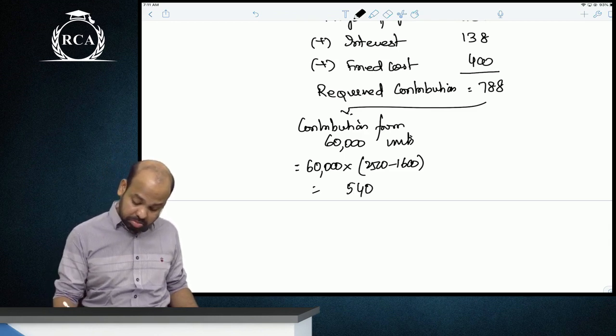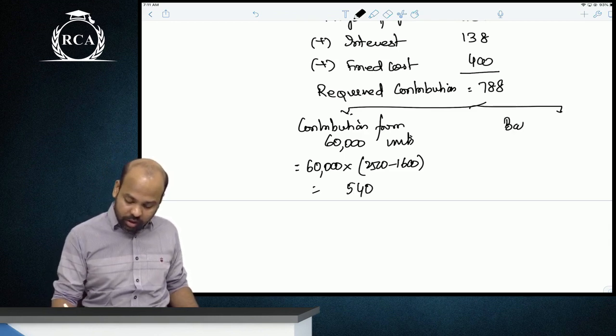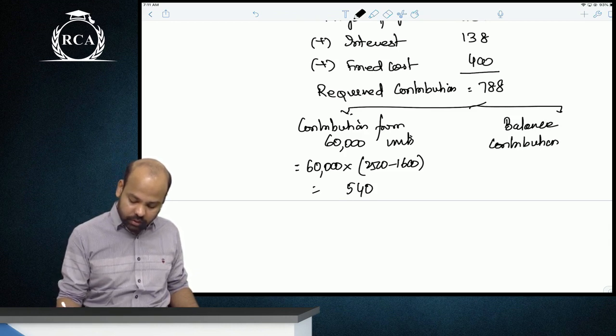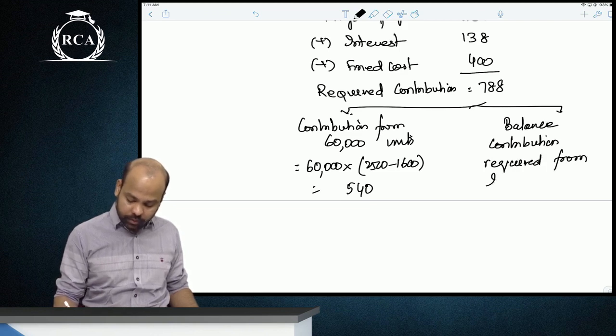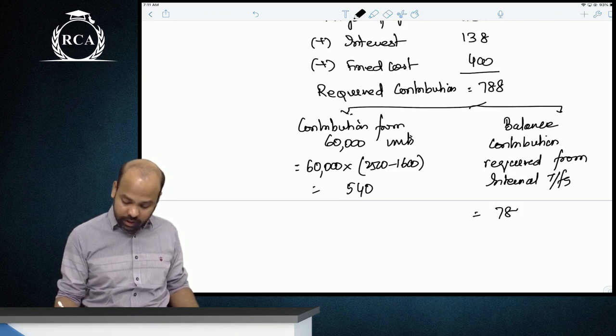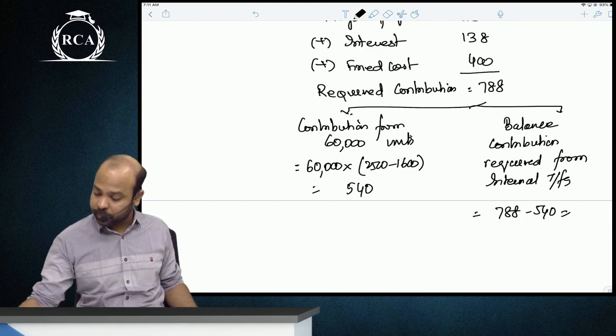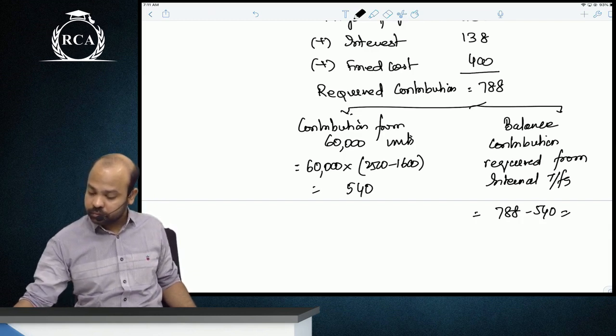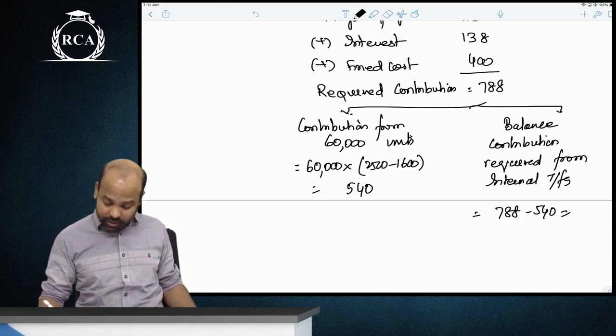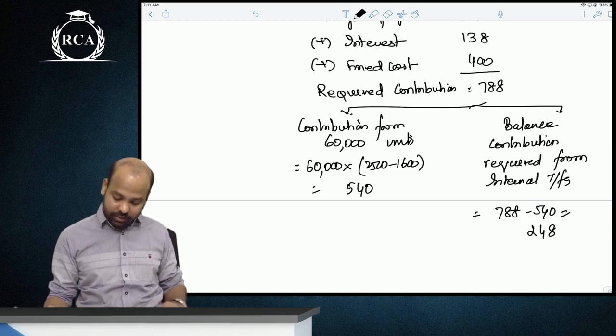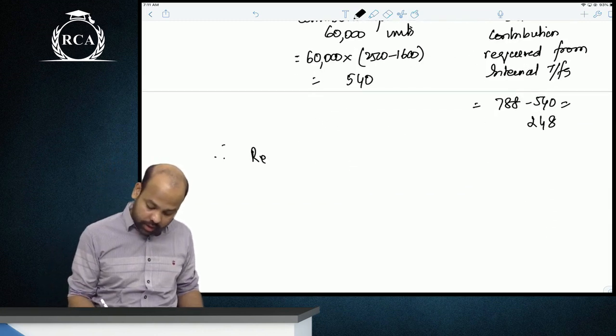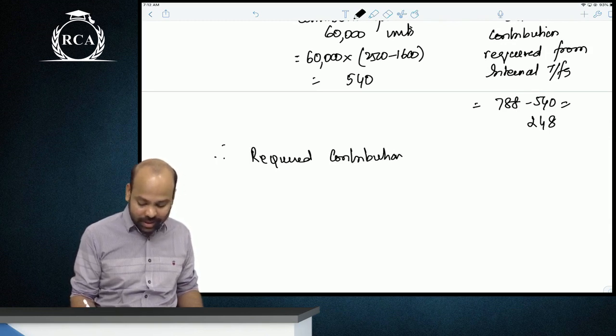540 lakhs. So the balance contribution required from internal transfers would be 788 minus 540. It should be 248 lakhs. Therefore, your required contribution per unit. I hope I'm making it very simple.